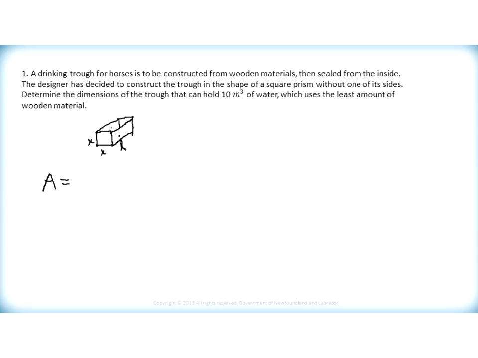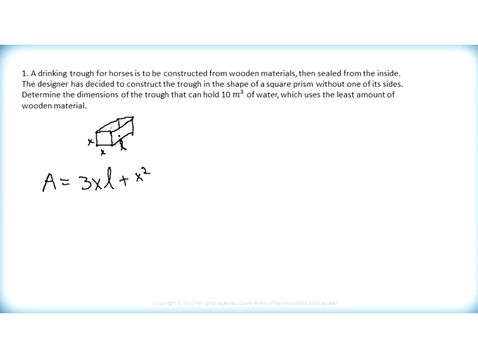So each one of those is going to have an area of x times L. So I need 3xL for that, plus each end is going to have an area of x times x. So I've got x squared. All right, so there's my equation, but I've got 2 variables.